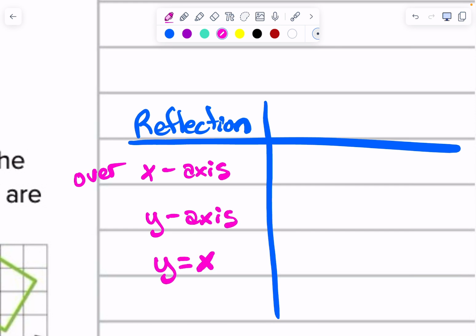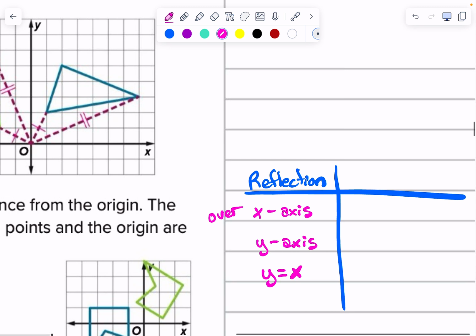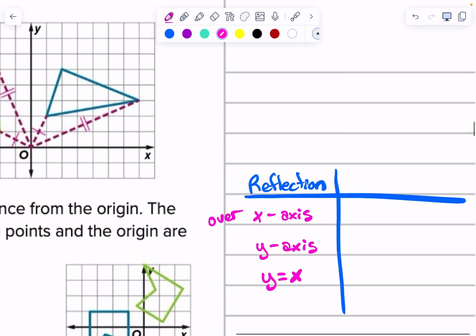So you're writing this down. These are the rules. You need to write this down all in one spot. Reflections. Okay? All right, don't write this part down.